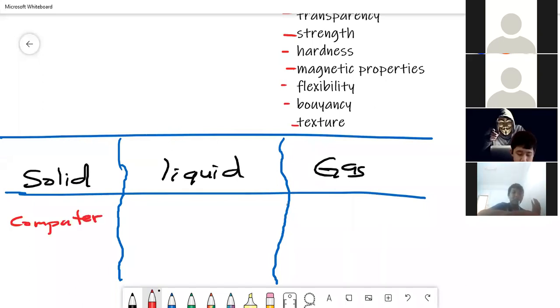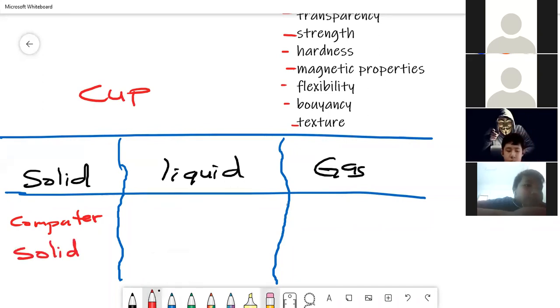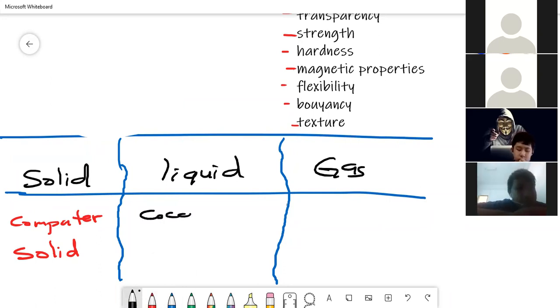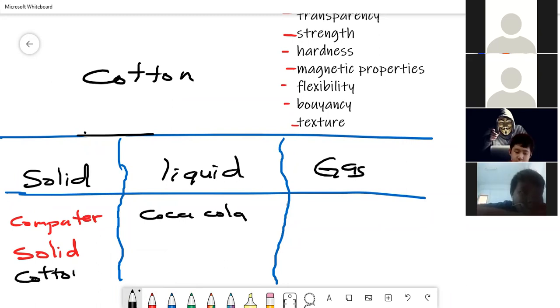So we can classify them. Cup. Solid. Very good. How about Coca-Cola? Liquid. Cotton. Solid. Solid here. Cotton.